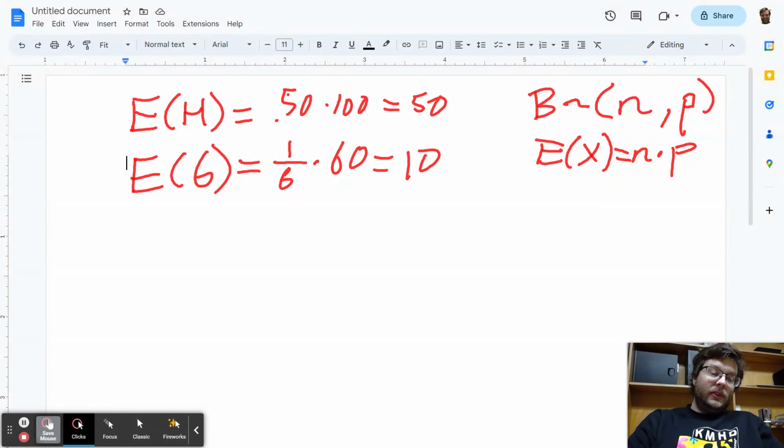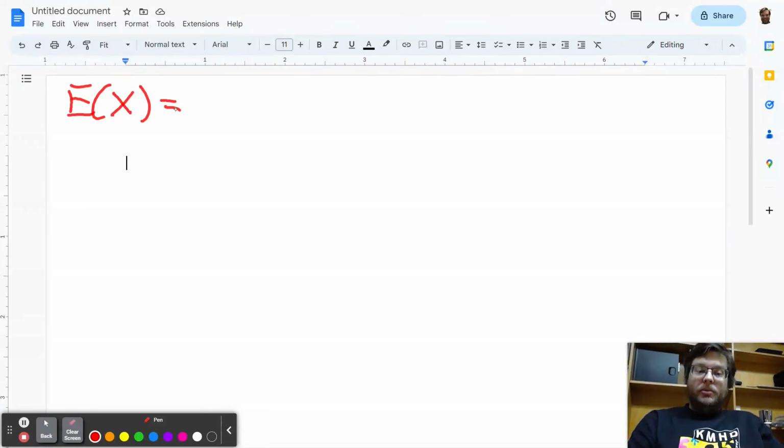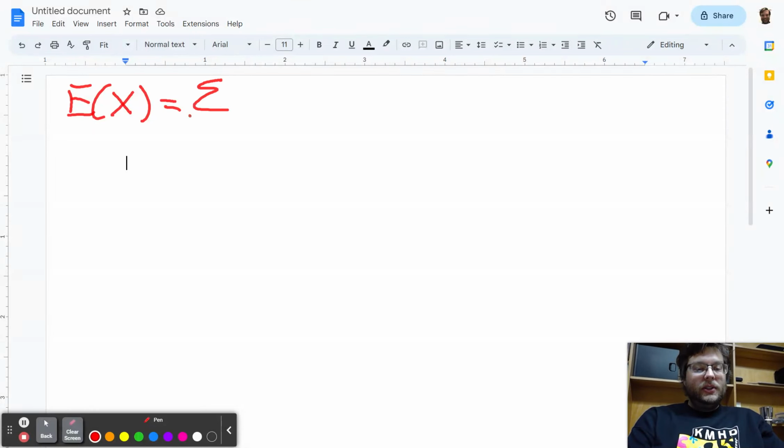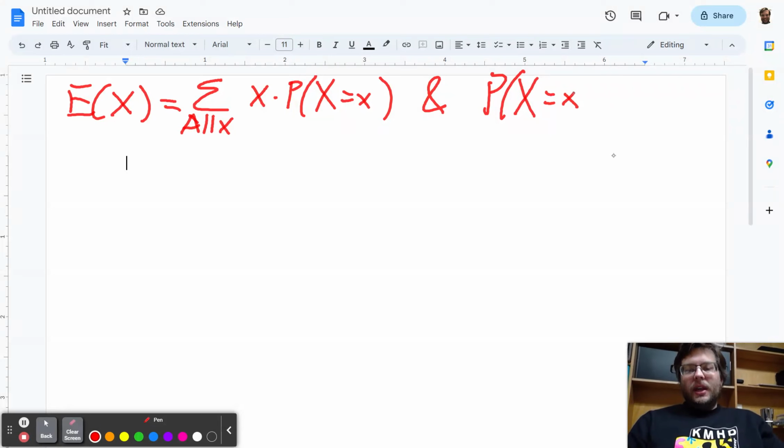Oops, I'm hitting the wrong buttons. Hold that in mind. So what we know is two things. We know that the expected value in general, this is not just for binomial, but the expected value for any discrete variable is the sum over all the outcomes of x multiplied by the probability that your random variable equals x.